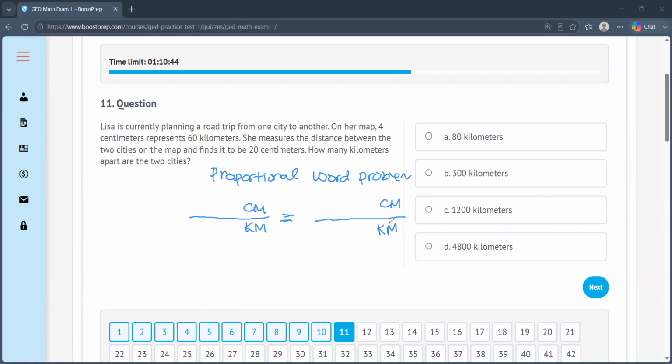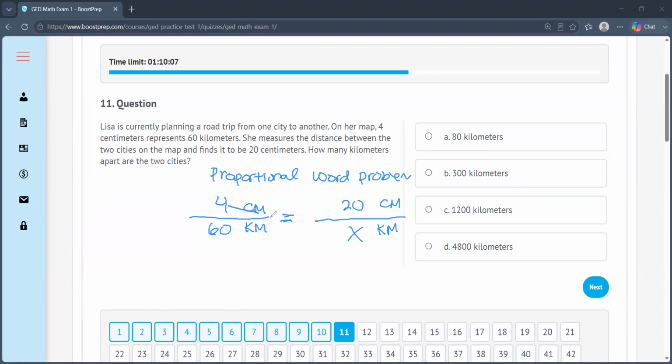And then just fill in our blank. So you should have one unknown. If you have two unknowns, you probably did it wrong or we can't use this method. So what do we have? On her map, 4 centimeters represents 60 kilometers. And then what other information? She measures the distance between the two cities on her map and finds it to be 20 centimeters. So put 20 centimeters. How many kilometers? That is our unknown, so we're going to put an X here.